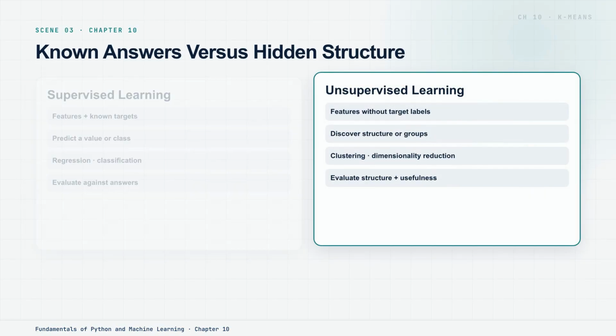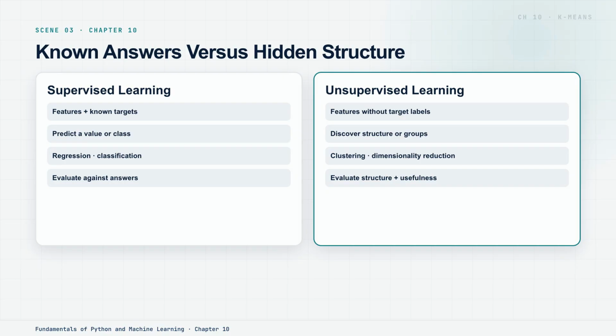Supervised learning uses labeled examples. A regression dataset includes the numerical value we want to predict. A classification dataset includes the correct category for each training observation. Unsupervised learning does not provide those target answers. The algorithm receives feature values and attempts to discover structure within them.